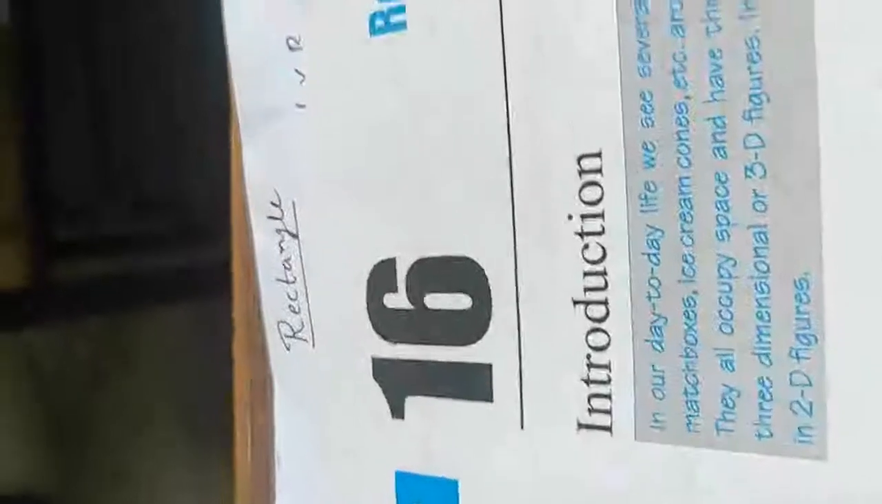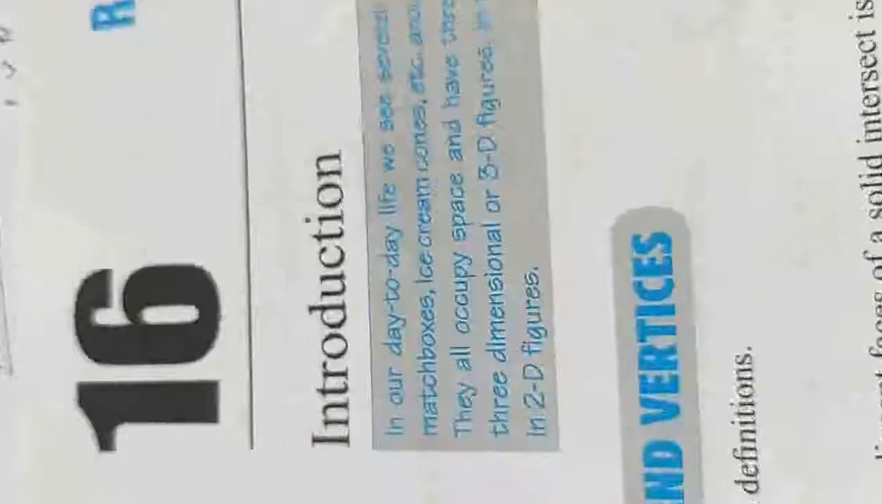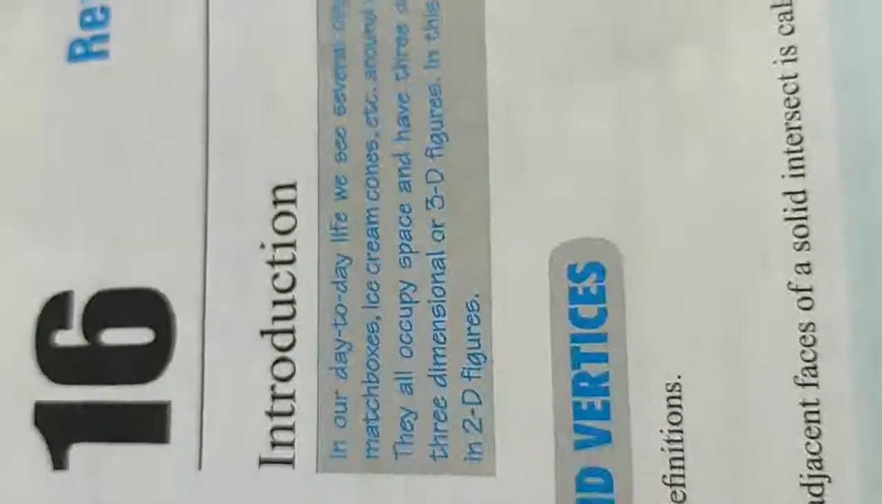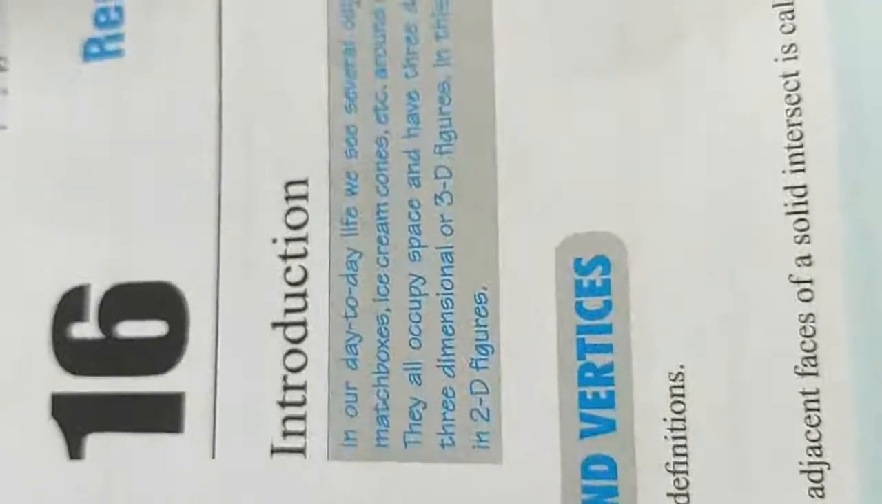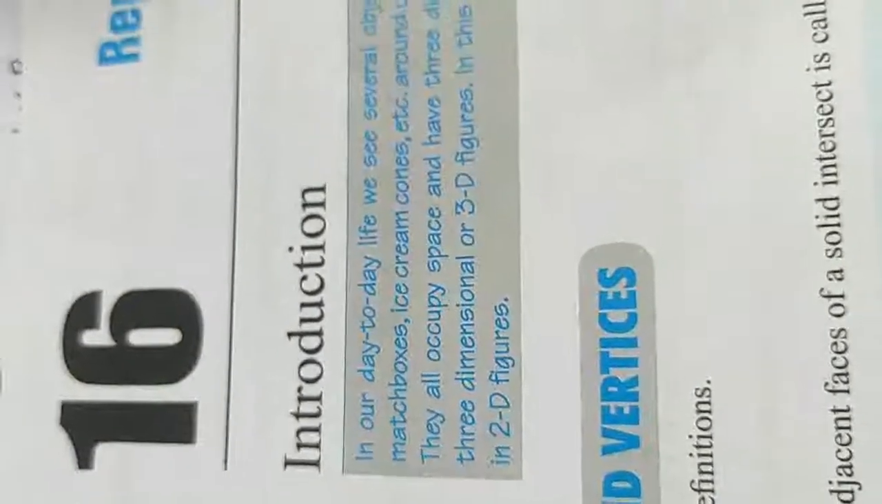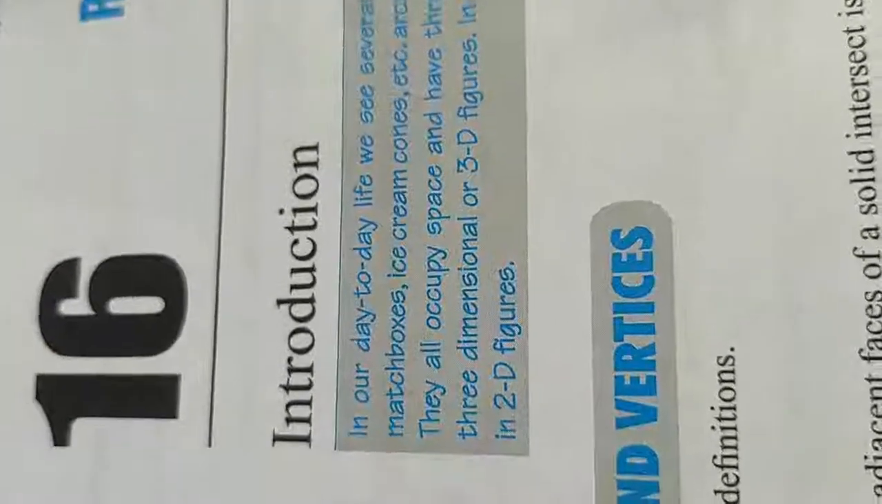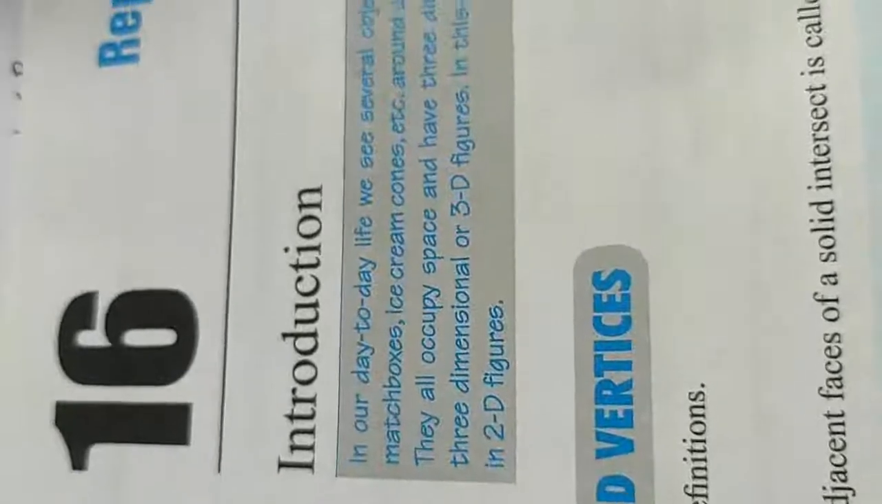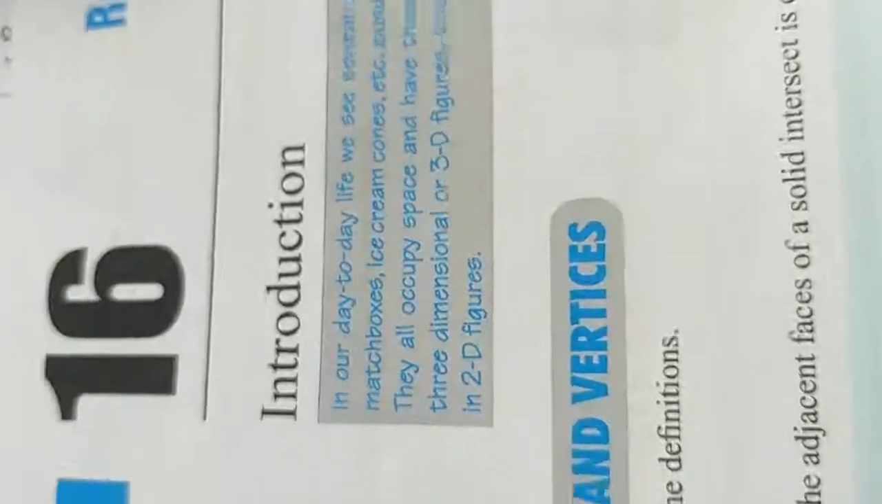Today we will do chapter number 16, representing 3D in 2D. Yes, in our daily life we see several objects like glass, books, bricks, matchboxes, ice cream cones, etc. around us, which have different shapes. They all occupy space and have three dimensions, so they are called three-dimensional or 3D figures. In this chapter, we will represent 3D in 2D figures.